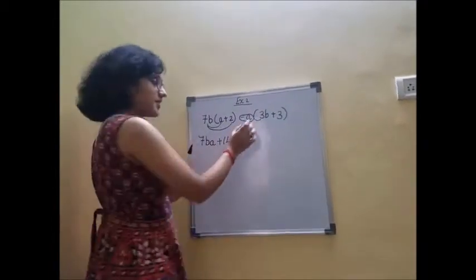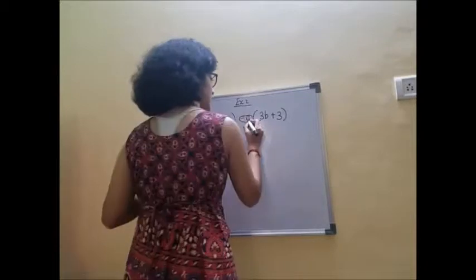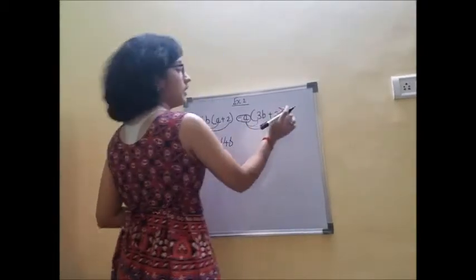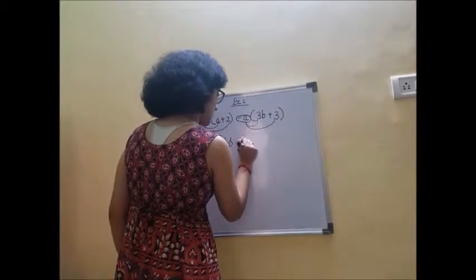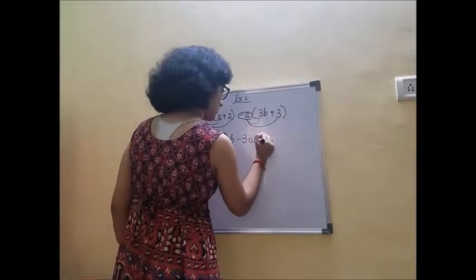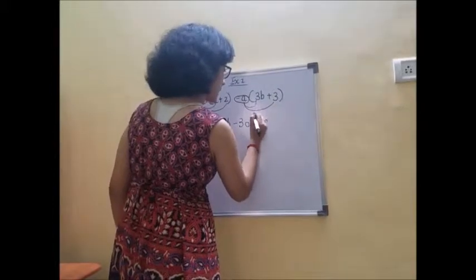You have to take this minus together with the a and distribute it to the bracket, which will be minus 3ab plus 3a, sorry.